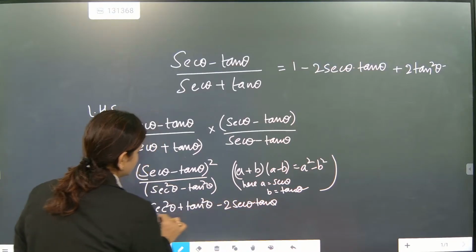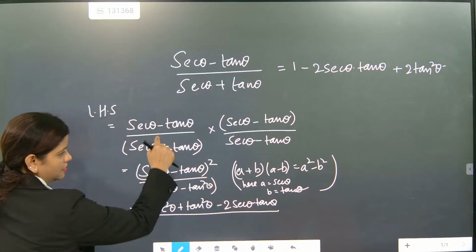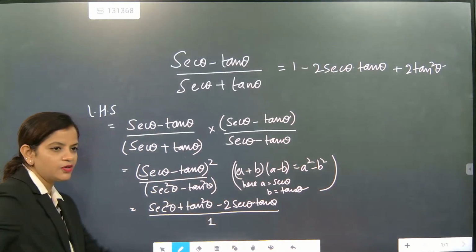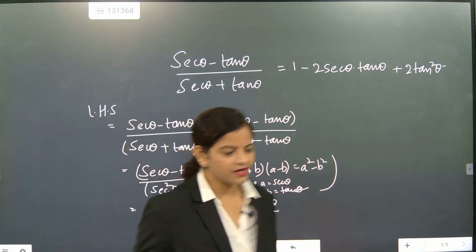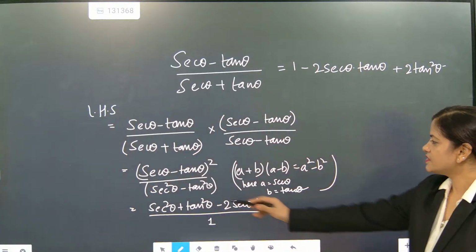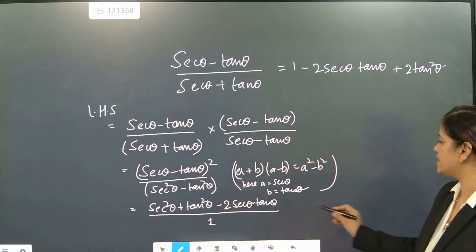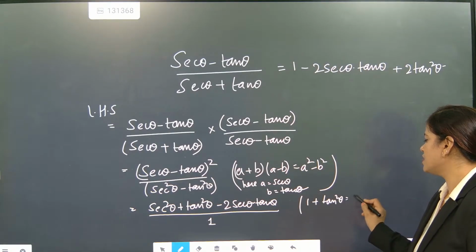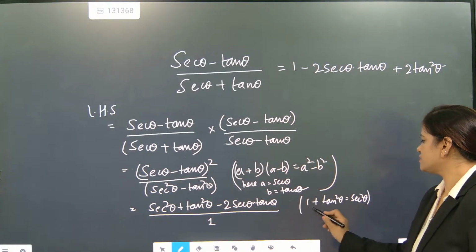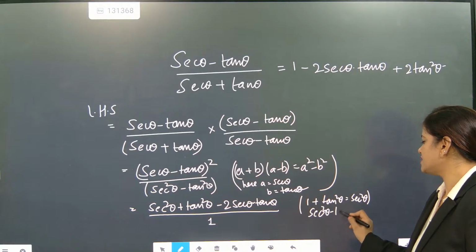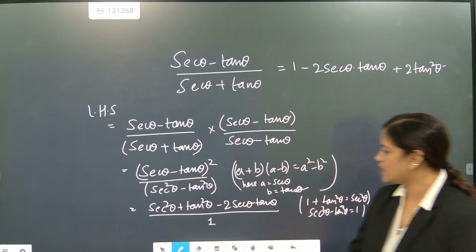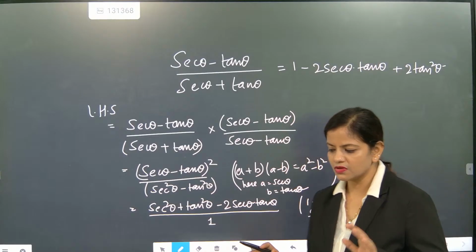Remember, how many steps have we written? 1, 2. This is our third step. Secant square theta minus tan square theta equal to 1. I rest my case. Done. Now look here. First, the value of secant square theta minus tan square theta is because of the identity 1 plus tan square theta equal to secant square theta. So secant square theta minus tan square theta equal to 1. So this is done. But our RHS is still not attended.